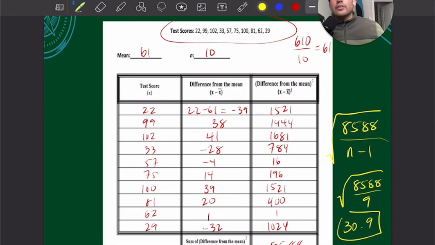And I'm curious, do you know what the standard deviation represents? It is the average distance that a value is away from the mean. So on average, every value here is about 30.9 away from the mean, which is 61. Because the standard deviation is pretty high, it tells you there's a big spread, and we can kind of tell from the numbers. I mean, we have 22, and then we have 100, and then 99, 102. They're spread out. All right, that's how you find standard deviation.